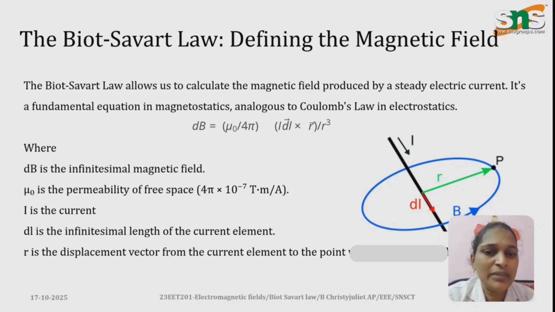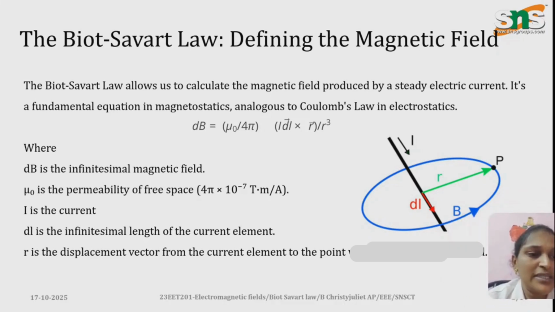where dB is the infinitesimal magnetic field concerned with a small element, and mu naught is the permeability of free space, which is 4 pi into 10 power minus 7 Tesla meter per amp. I is the current flowing through the wire or conductor, and dl is the infinitesimal length of the current element. Together I dl is called the current element, and r is the displacement vector from the current element to the point where the field is calculated.